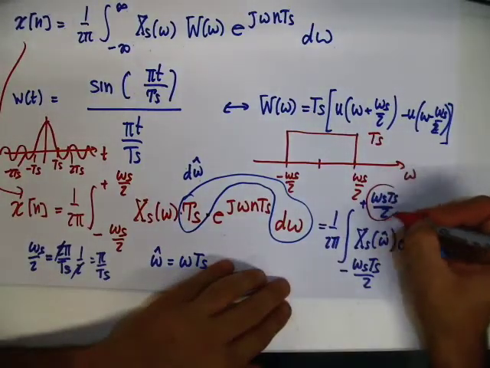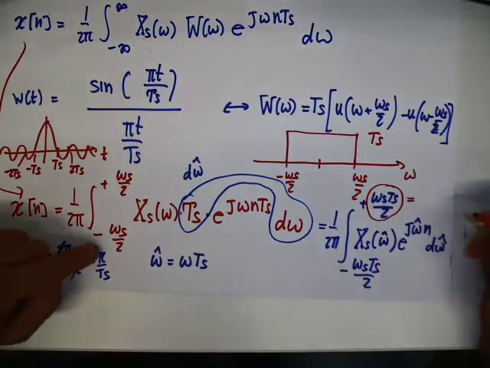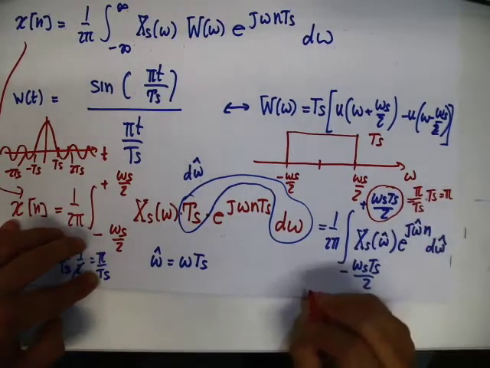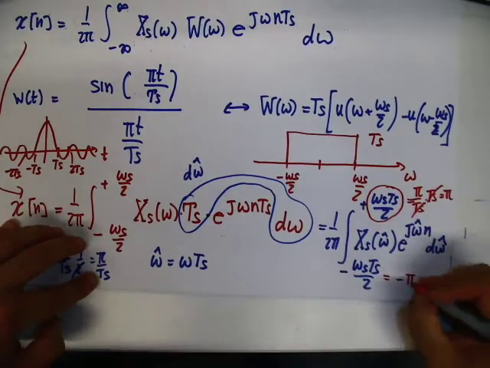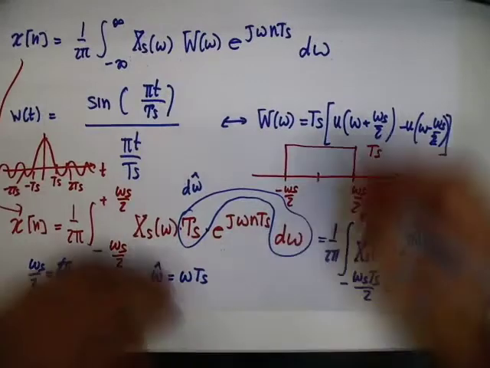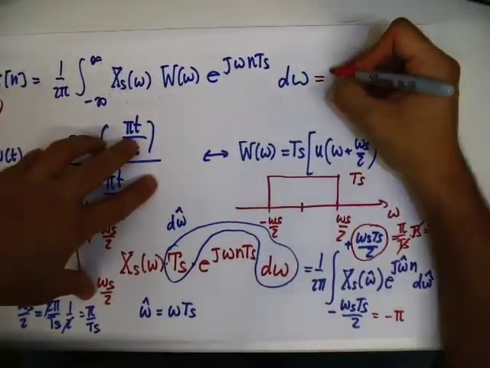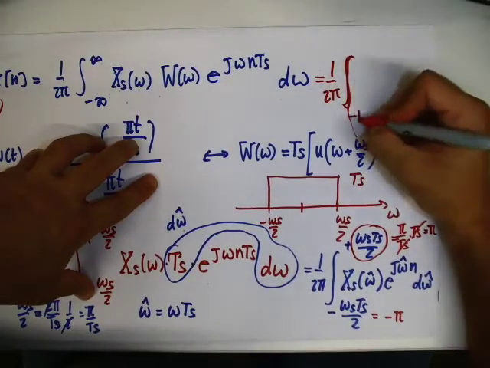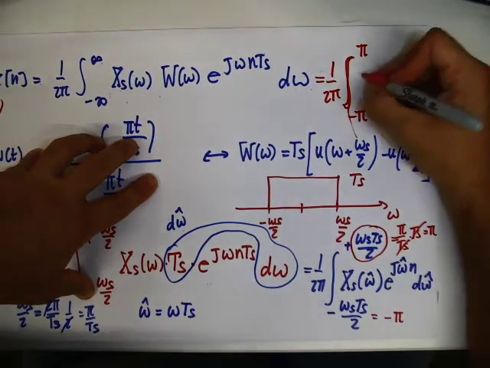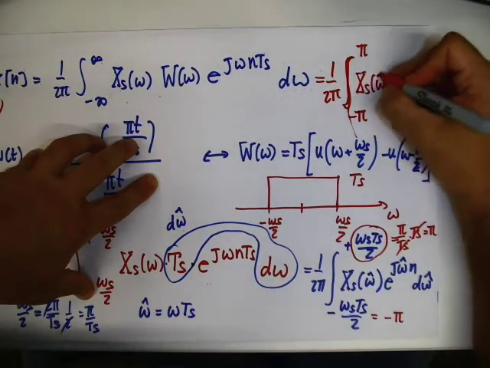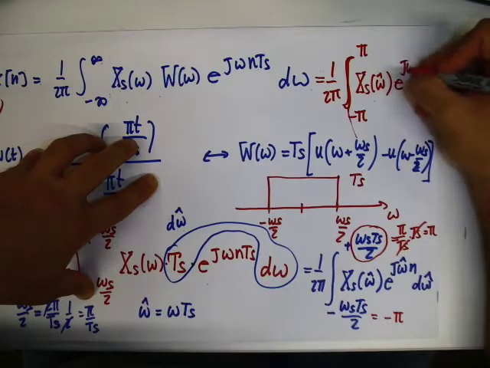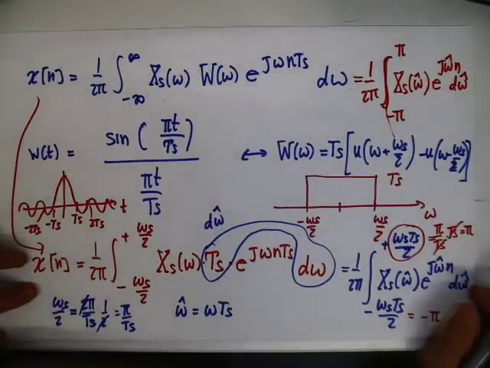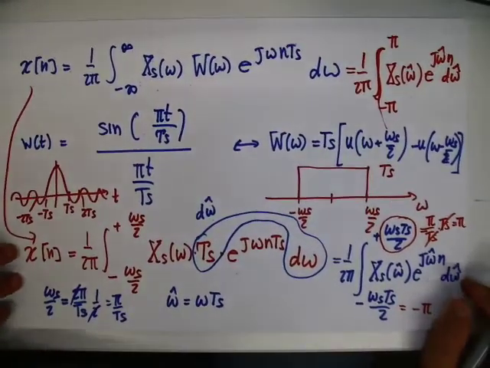But these are easy to compute because this is equal to what? It is equal to pi over Ts times Ts, which is equal to pi. And this is equal to minus pi. So we see that this is equal to 1 over 2 pi integral between minus pi and pi of X_s of omega hat e to the j omega hat n, d omega hat. And we get another expression of the inverse discrete time Fourier transform.